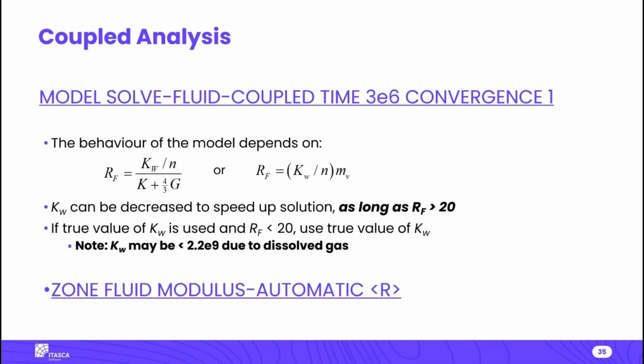If you want to be super accurate, you can do an actual coupled analysis, and you can say model solve fluid coupled, and this will automatically take 1 fluid time step and then solve for mechanical, 1 fluid time step, solve for mechanical. In this case, you give the true bulk modulus of the fluid.